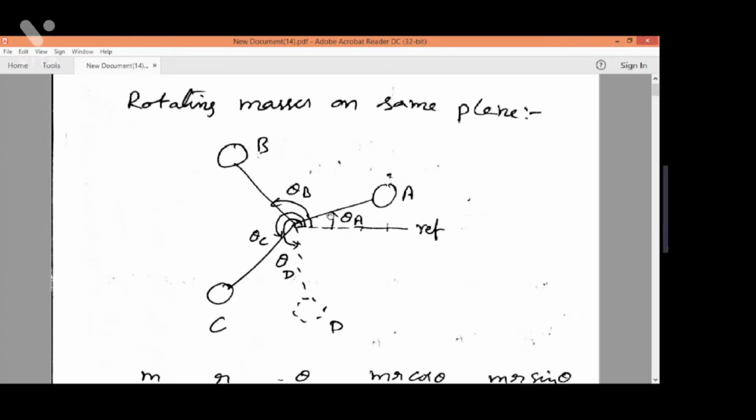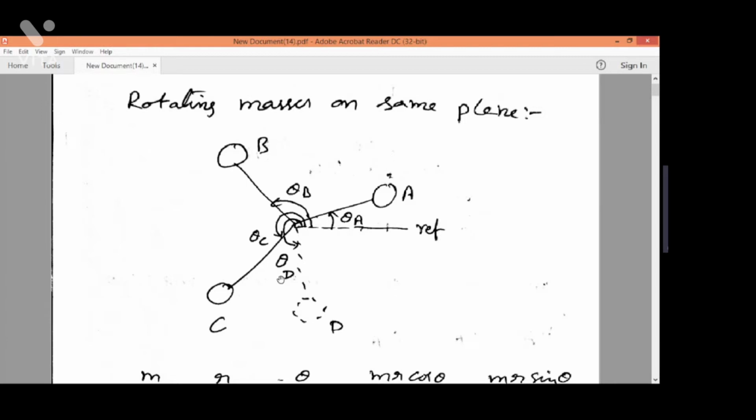The first mass is making an angle theta A with the reference. The second mass is making an angle theta B with the reference. The third mass is making an angle theta C with the reference. Because there is some unbalance in the system, I have added one balancing mass, which is denoted by the dotted line here. This mass is called the balancing mass. This balancing mass is making an angle theta D with the reference.